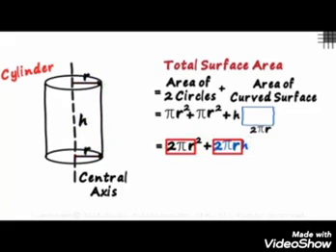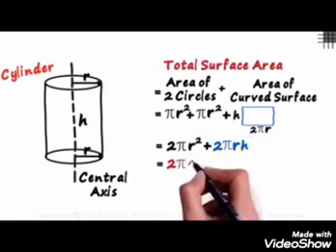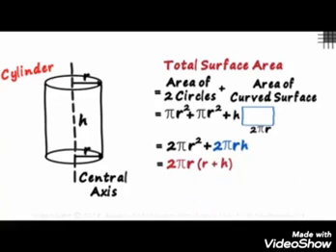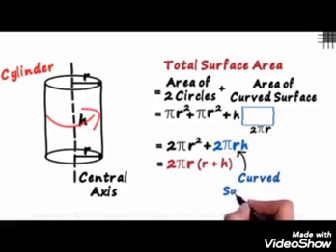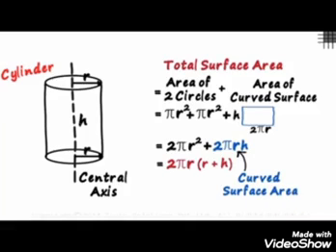As 2 pi r is common to both the terms, we can write it as 2 pi r times (r plus h). That's the total surface area. What is this blue part then? It's called the curved surface area of the cylinder, 2 pi r h.